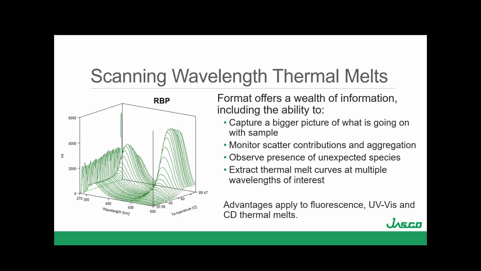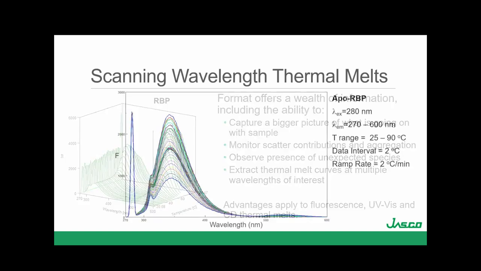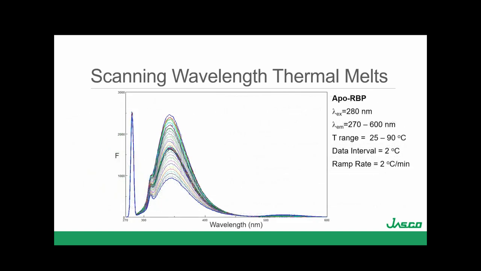Now, with that said, this applies to not just fluorescence, but UV vis and CD thermal melts for all Jasco systems. Another way to look at the thermal scans is just to stack them like this. So I have fluorescence versus wavelength, and each scan is at a different temperature here from 25 to 90. Looking at apo-RBP, we're going to excite at 280, and we're looking at the wavelength scan from 270 to 600 with this data interval. Every 2 degrees, we're collecting a scan at that ramp rate of temperature change.